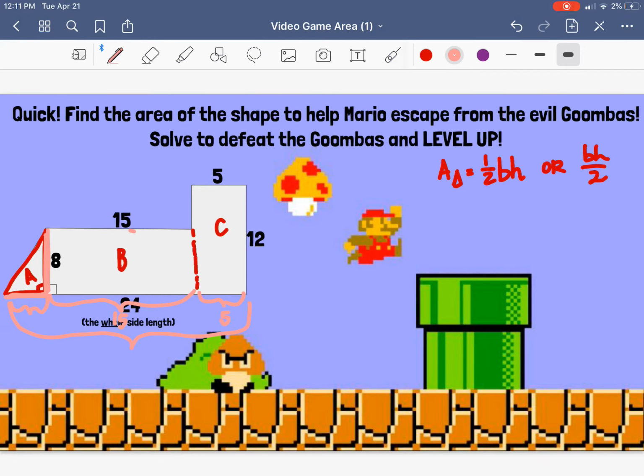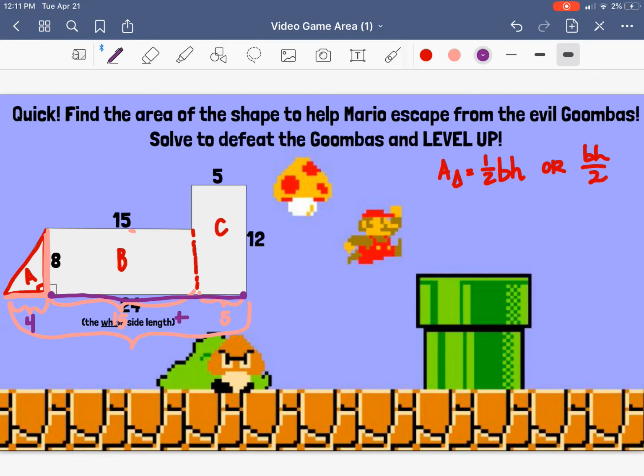So let's see what we have so far. From here to here is 15 plus 5. 15 plus 5 is 20. So now if the whole thing was 24, and we just found out that the purple dimension is 20, 24 minus 20 is 4. So that little piece we were looking for on the triangle is 4 units.